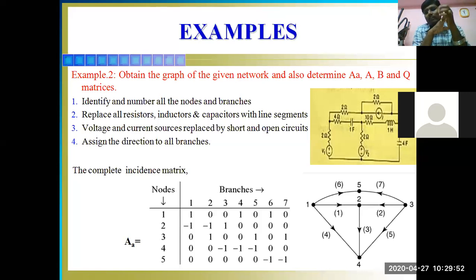Here the network is already given, and there are 5 nodes. See here, from the source the current is coming through 2 and it is dividing at this node. One path is through 4 F capacitor, another path is 2. After 2, again the current is dividing into 2 paths. Again these 2 are joining here and it is also joined at this node. Here there is no potential difference at all, so you can consider these 2 nodes as a single node.